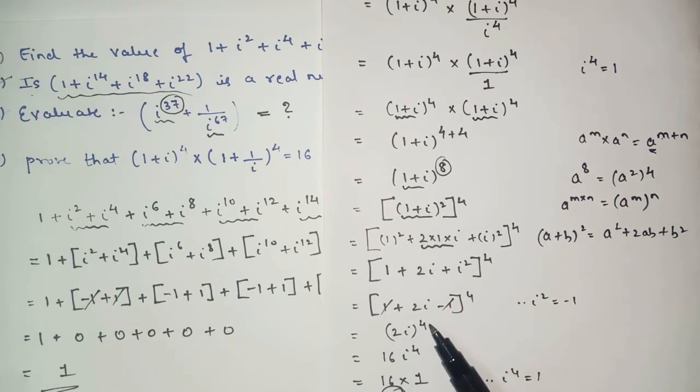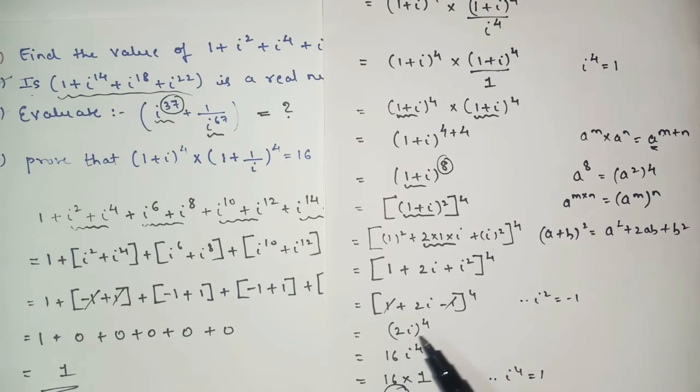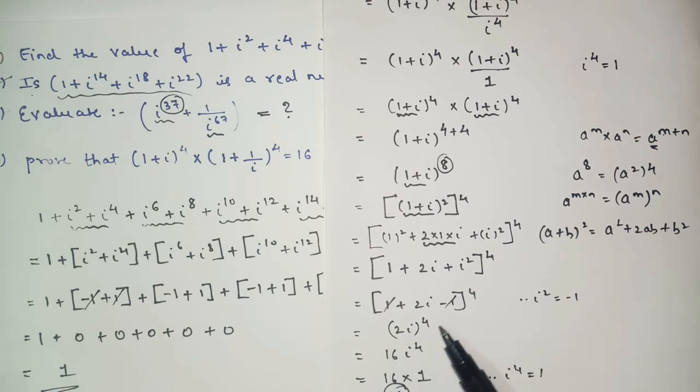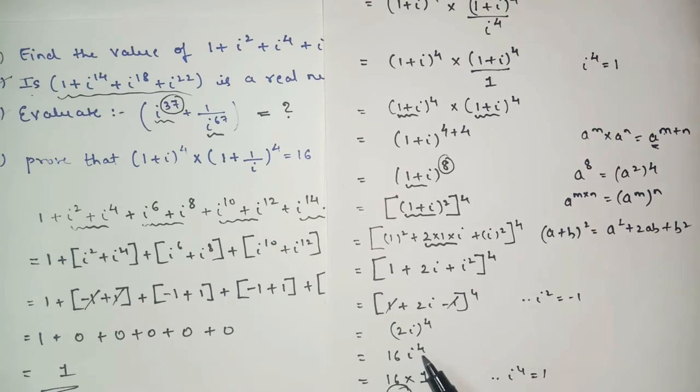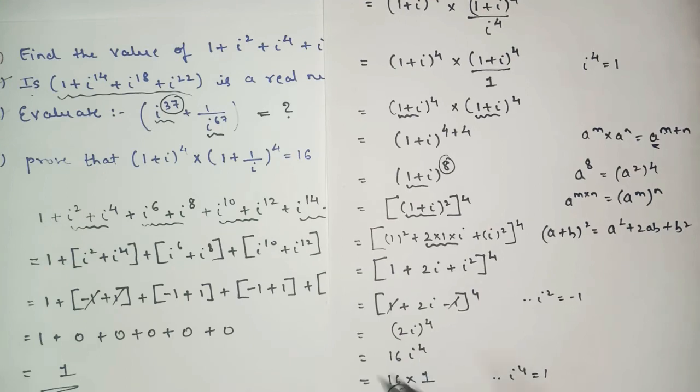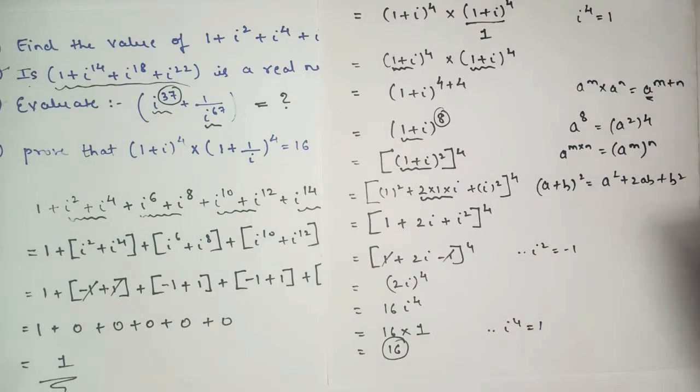So 2 raised to 4 is 16. 2 raised to 4 means you have to multiply 2 four times. So 2 into 2 into 2 into 2, you will get 16. i raised to 4, we know that it is 1, so simply replace the value of i raised to 4 by 1. So here you get the final answer for this sum.